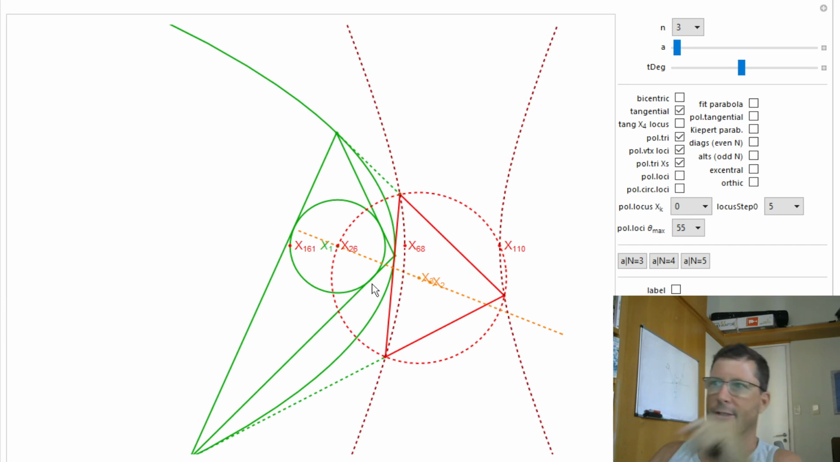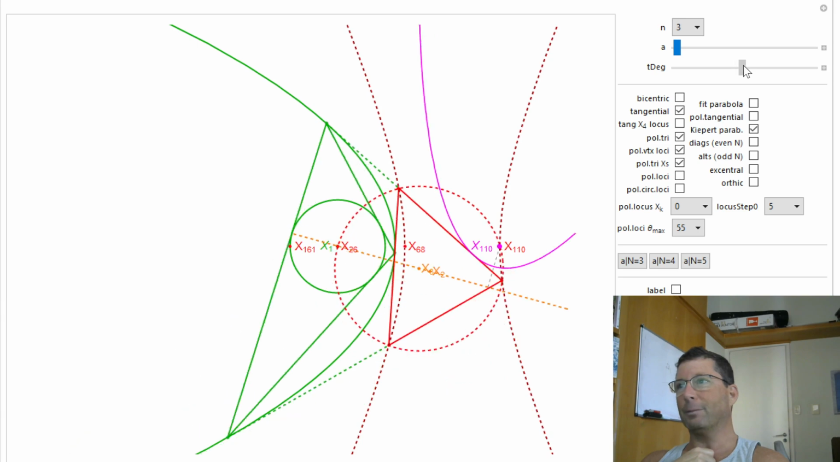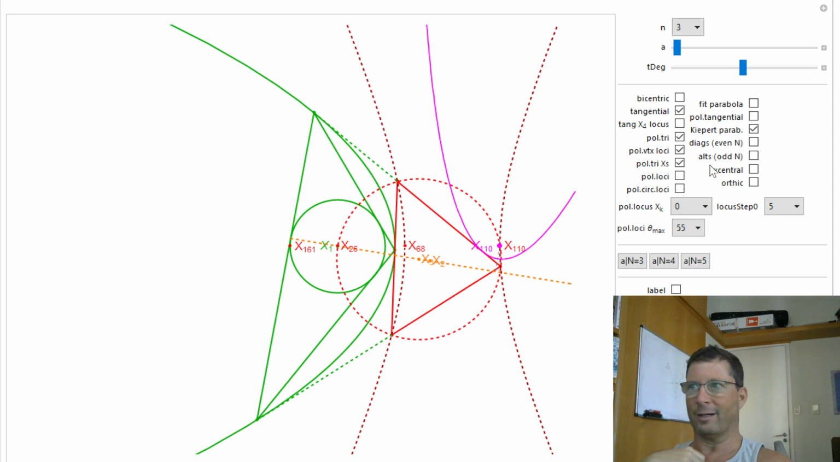Now I want to say a couple of things about X110. X110 is always on the circumcircle of any triangle. It's also known as the focus of another well-known parabola known as the Kiepert parabola, which I can draw here. So this is another parabola tangent to the three sides of this polar triangle, and its focus is over here. It's X110. Now, if I jog the system around, my Kiepert parabola is actually moving, but its focus is stationary.